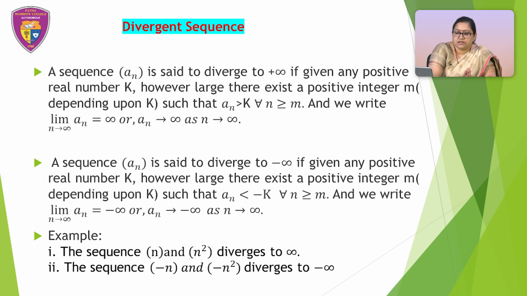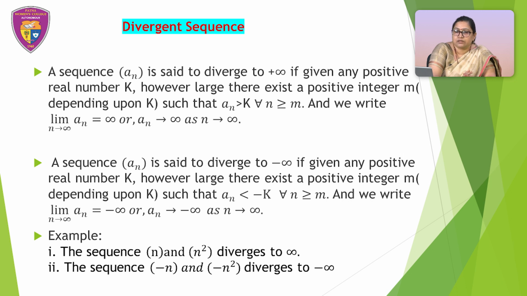Now the question arises: when do we say that a sequence diverges to plus infinity, and when do we say that it diverges to minus infinity? A formal, mathematical definition: a sequence an is said to diverge to infinity if, given any real number k, however large, there exists n such that an is greater than k.